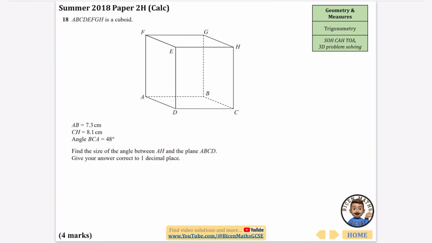Okay, we're going to keep going. We're going to do this 3D problem solving one with SOH CAH TOA. It says that AB is 7.3, so I'm going to draw that on the diagram. CH is 8.1.